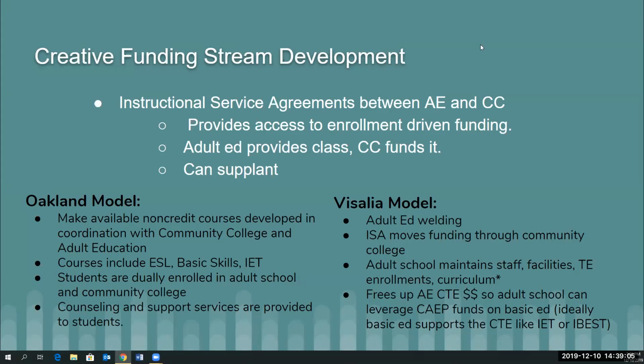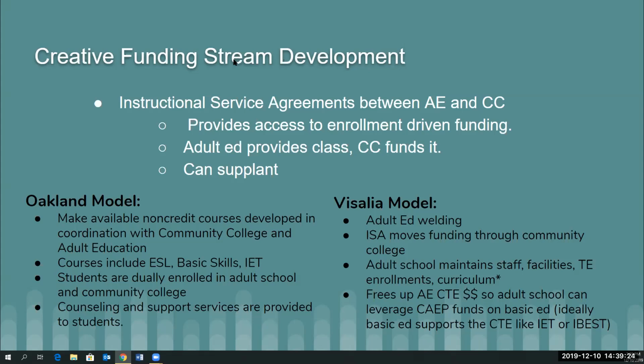So with that, John, do you want to go over your model? Sure, briefly. So our model would be to take a career technical course at an adult school, convert it essentially into a non-credit CTE class of the colleges. Now, everything at the adult school stays the same. The instructor, the location, everything.